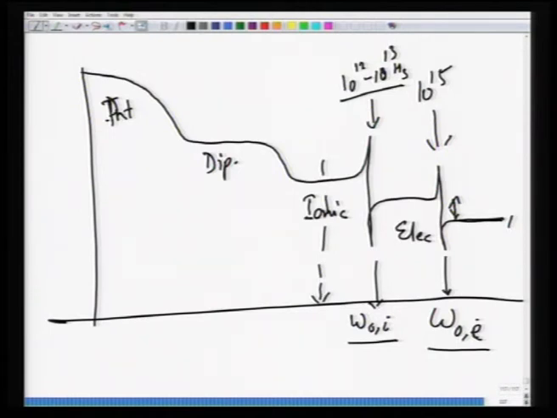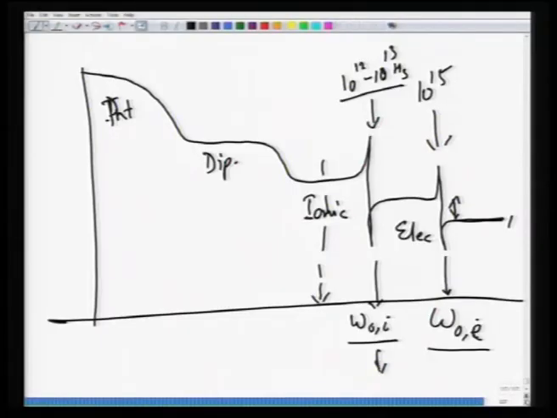And this 10 to the power 13 hertz, what is it? It corresponds to typically the natural frequency of lattice vibration, which is around 10 to the power 13 hertz. So, this can be related to your natural frequency of vibration itself. You can also see from the previous plot that when the frequency becomes very high, you are in the regime where the dielectric constant is equal to 1.